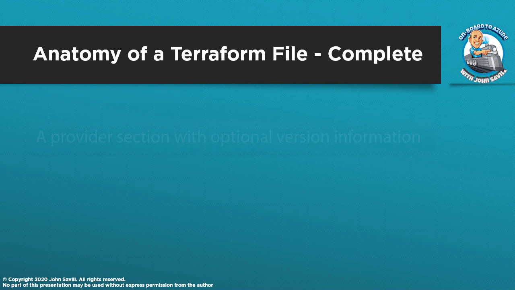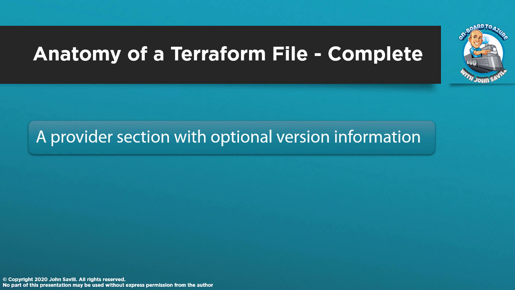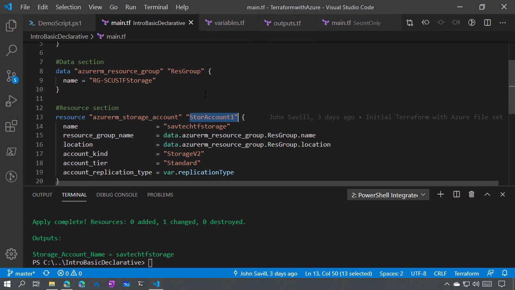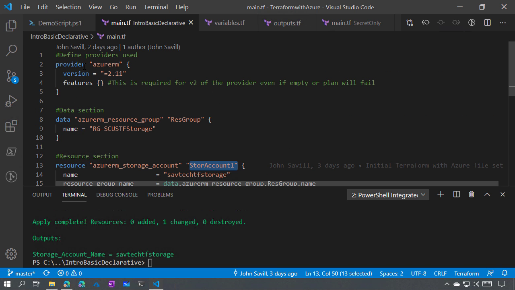So as a complete file, I'm going to have my provider section with optional version information. So in my file, I have the provider keyword. It's using the Azure RM provider, and I want version 2.11. And I have to have this kind of features block. It can be empty, but I have to have it or it will fail.